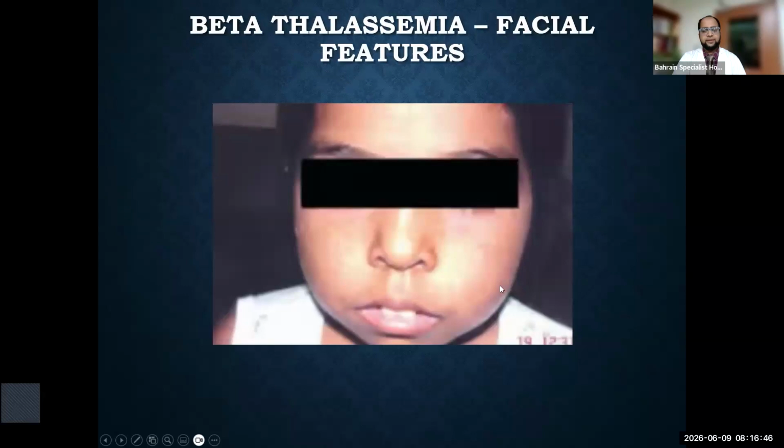This is the characteristic facies which we know about thalassemia. The chipmunk facies, where we see the maxillary bone enlargement and protrusion of the upper jaw, nasal bridge shortening, and widening. Basically these things are happening because of excessive marrow reactivity. Marrow is trying to respond and release other forms of hemoglobin, but it cannot completely synthesize the other forms.